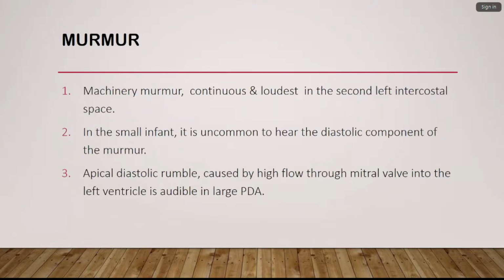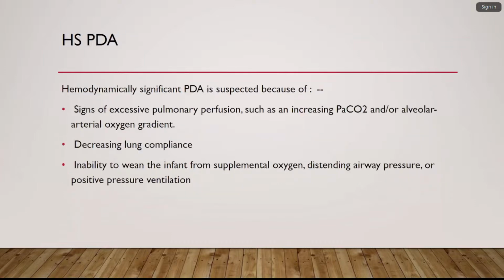There is a machinery murmur, which is continuous and loudest in the second left costal space. In a small infant, it is uncommon to hear the diastolic component of the murmur. Also, there is an apical diastolic rumble caused by high flow through the mitral valve into the left ventricle and is audible in a large PDA. Now, what is HSPDA?